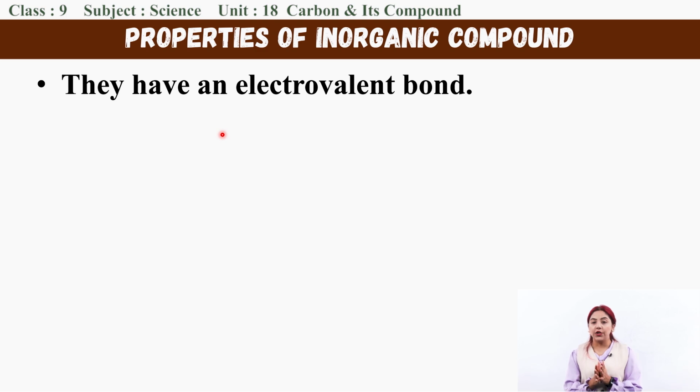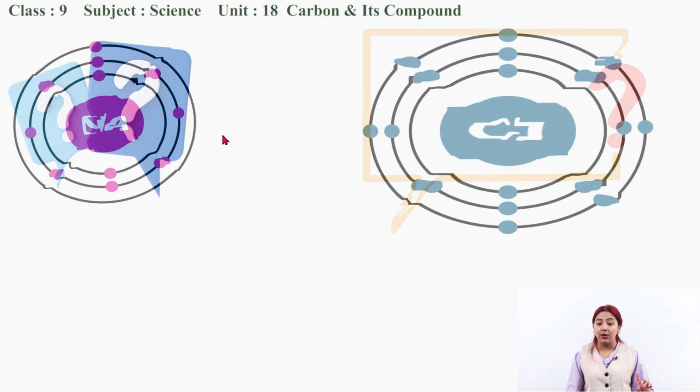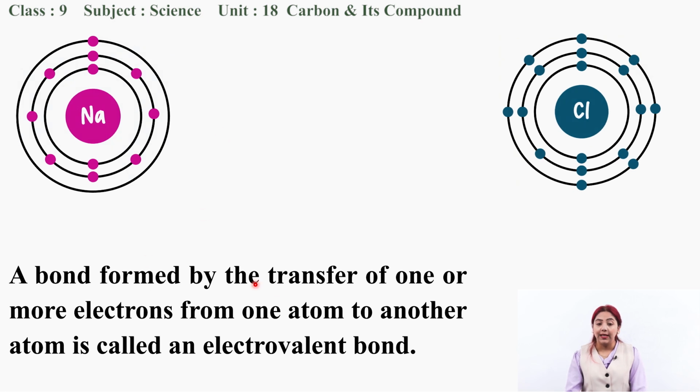Now, the first property is that they have an electrovalent bond. So what is an electrovalent bond? It is a type of chemical bond that is formed by the transfer of one or more electrons from one atom to another atom, and the formation of a bond by the transfer of electrons is known as an electrovalent bond. So let us take an example of a salt, that is sodium chloride.